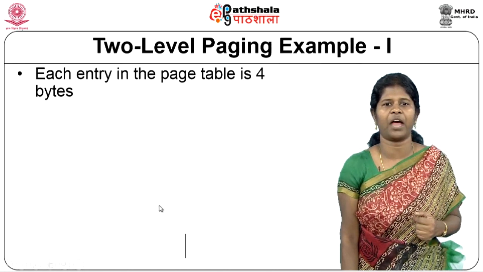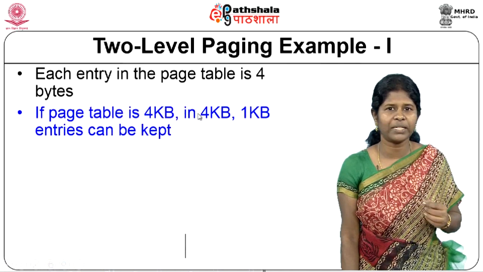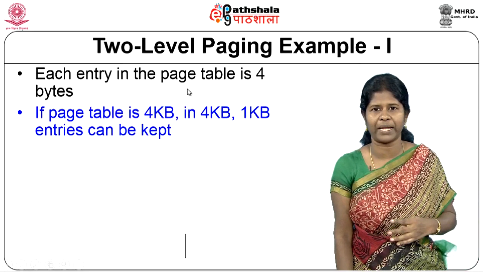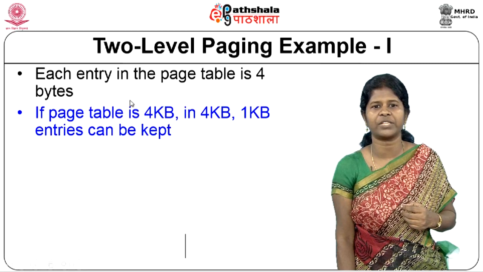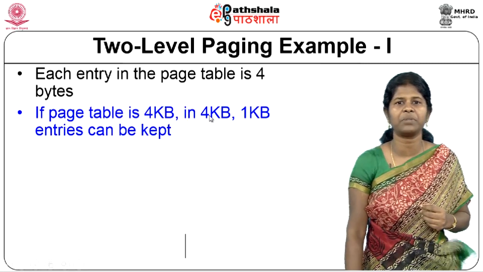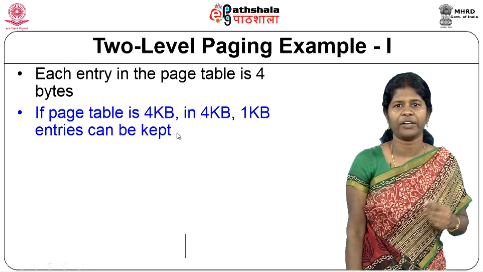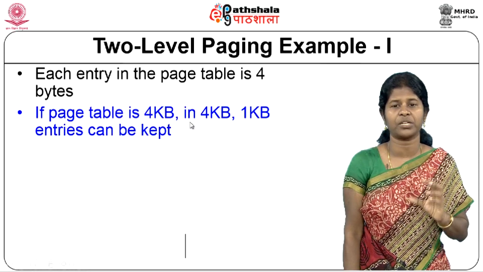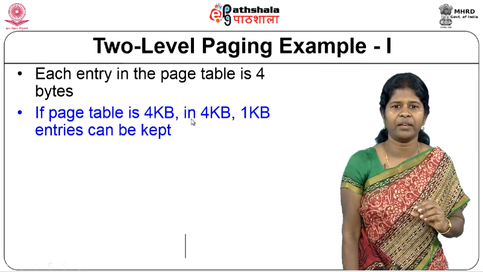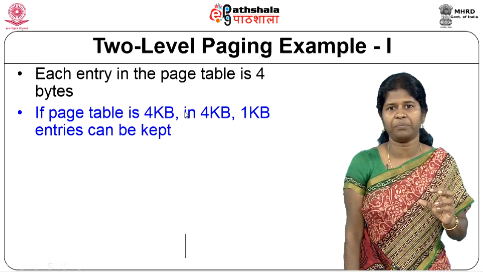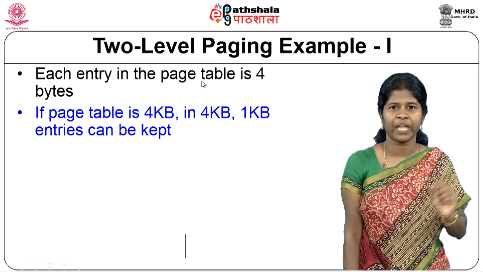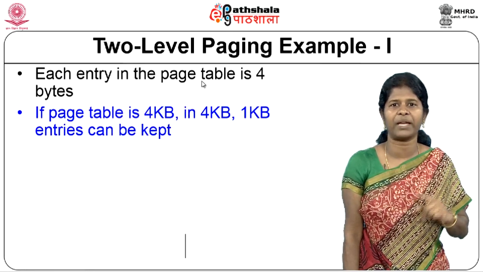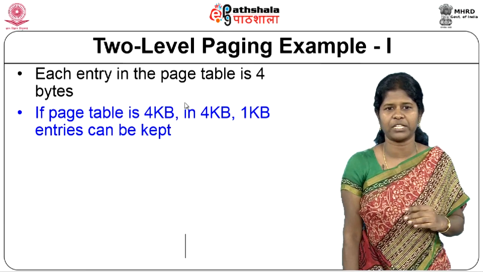So, in the example that we have been seeing till now, the page size is 4 kilobytes and each entry in the page table is 4 bytes. If each piece of the page table is accommodated into a page in the physical memory, then each piece can be of only 4 kilobyte size, and each entry in the page table is 4 bytes, and hence you can have only 1 kilobyte number of entries in the piece of the page table.